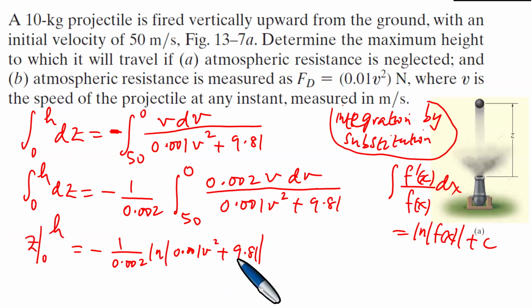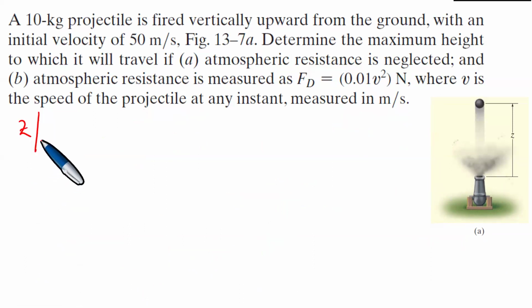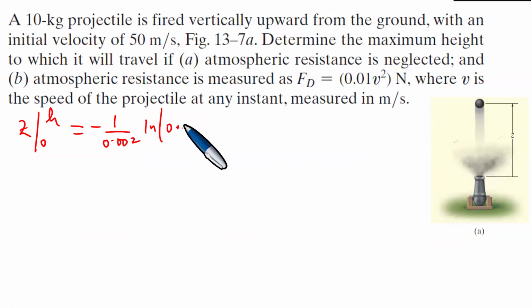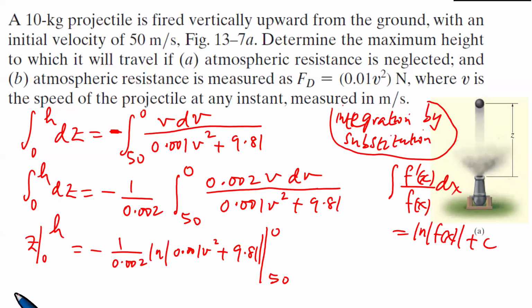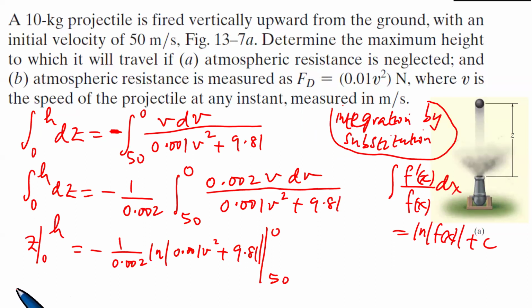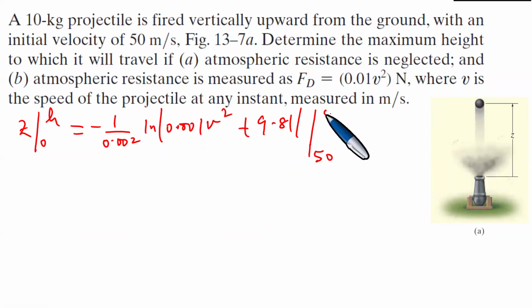So in the end, we're able to achieve this, which is the integral from 50 to zero. I'm just going to give examples on this type of integration. So now if you have z from 0 to h equals minus 1 over 0.002 natural log of 0.001 v squared plus 9.81. We had to spend time with integration by parts so you can learn the techniques, because we used it last time as part of that problem about the center of mass of a wire, or center of mass of a rod. So now this one is from 50 to zero.